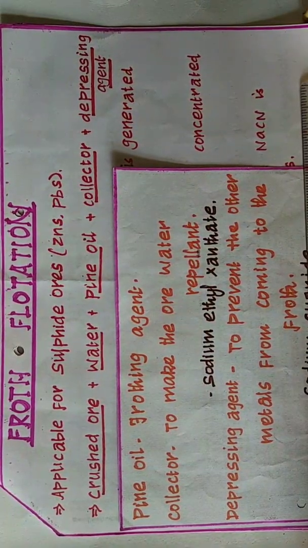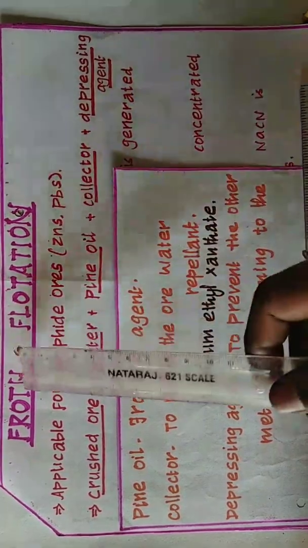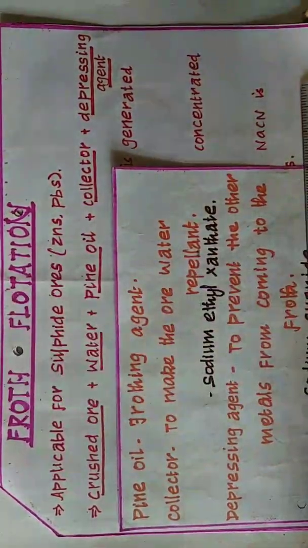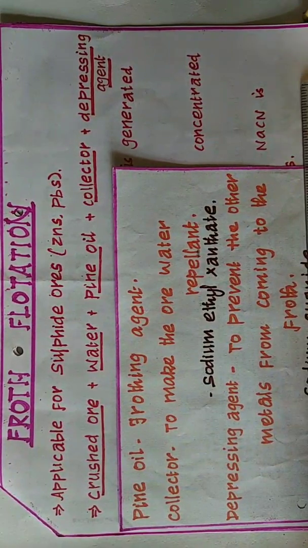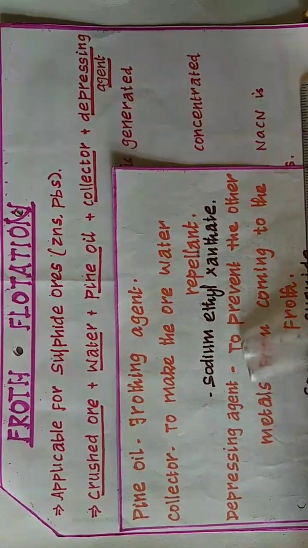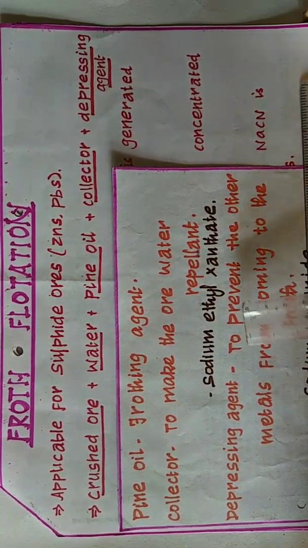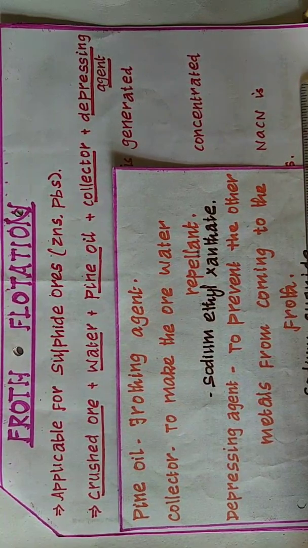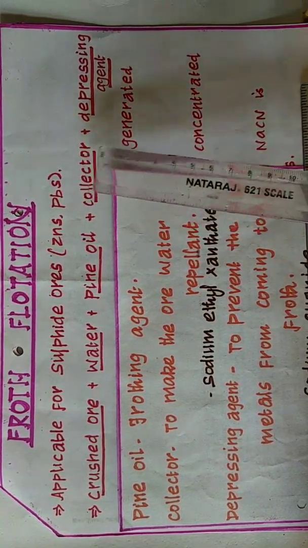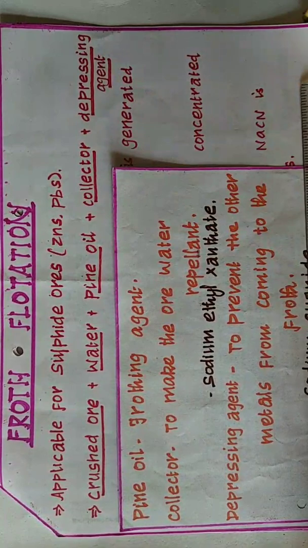So while the extraction, these other metal atoms should not come with the froth of the metal we are extracting. So to avoid that process, what is added? Depressing agent is added. The role of depressing agent is to prevent the other metals from coming to the froth. So that is the role of adding depressing agent.